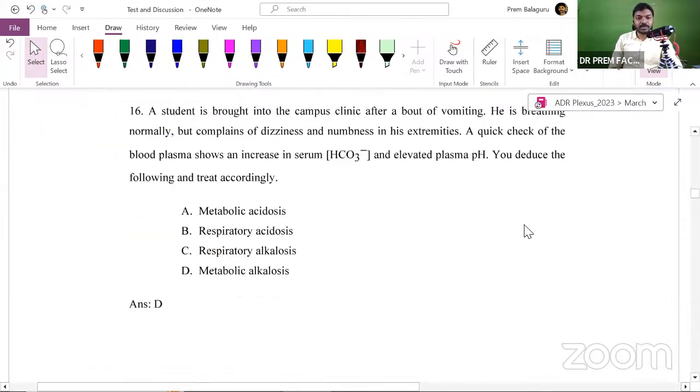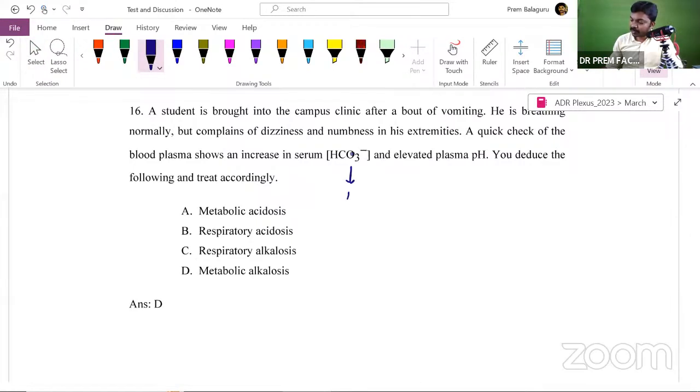Coming to question 16, a student is brought to campus and everything. A quick check of blood plasma shows increased bicarbonate. This itself will get you a diagnosis. It is going to be alkalosis, and plasma pH is also increased. This confirms your condition, alkalosis. So more base, it is an alkalosis, which is proved by plasma. Is it respiratory or metabolic? If it is a respiratory alkalosis, what is going to be the picture?